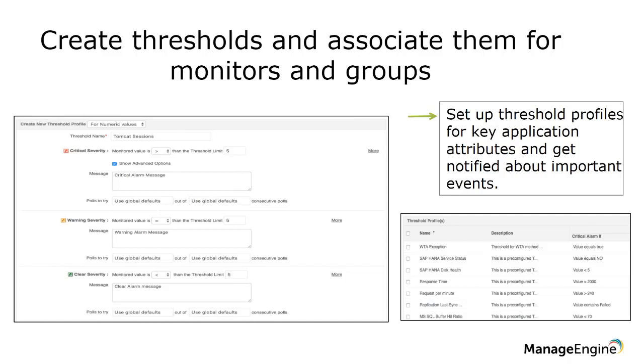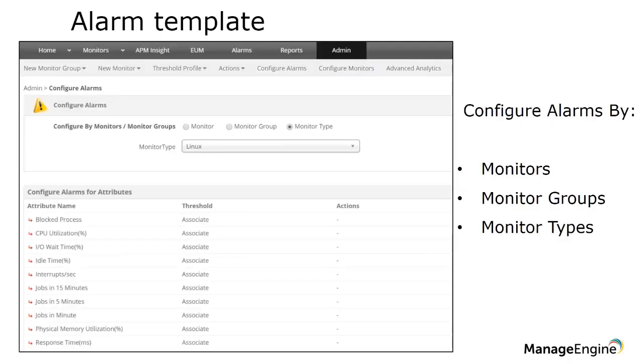Now when thresholds are associated to say a particular attribute or a monitor or monitor group, these thresholds when violated trigger the alarm, and these alarms consequently trigger the automated actions. So configuring thresholds and then configuring alarms for these thresholds and then configuring actions for these alarms, that is ideally the flow of the entire alarms and notification processes.